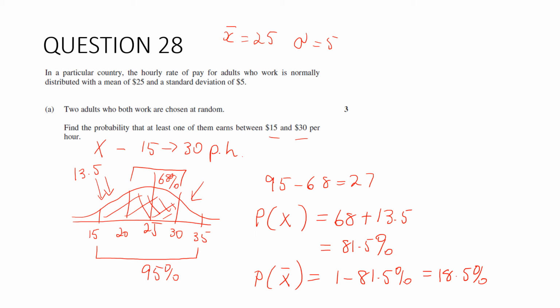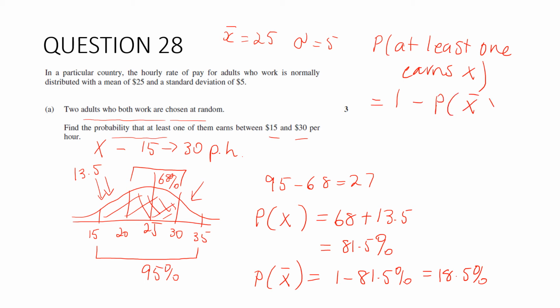All right, now this is a really cool question because it's got probability in it as well as normal distribution. Two adults, both work, are chosen at random. Find the probability at least one of them earns between that. So the probability at least one earns X is 1 take away the probability that neither of them earn that. And so that's going to be 1 take away 18.5% all squared, which is what? 96.6%.